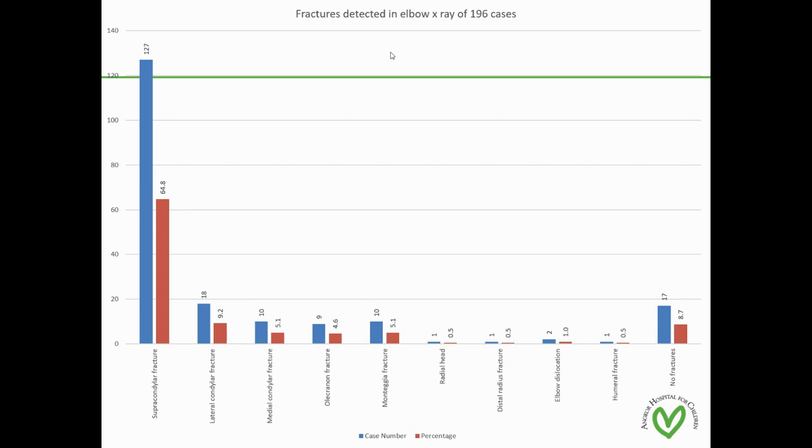This is a graph of fracture detection in elbow X-ray of 196 cases. The most common we met is supracondylar fracture, the second is lateral condylar fracture, the third is medial condylar fracture, the fourth is olecranon fracture, and the last one is Monteggia fracture.